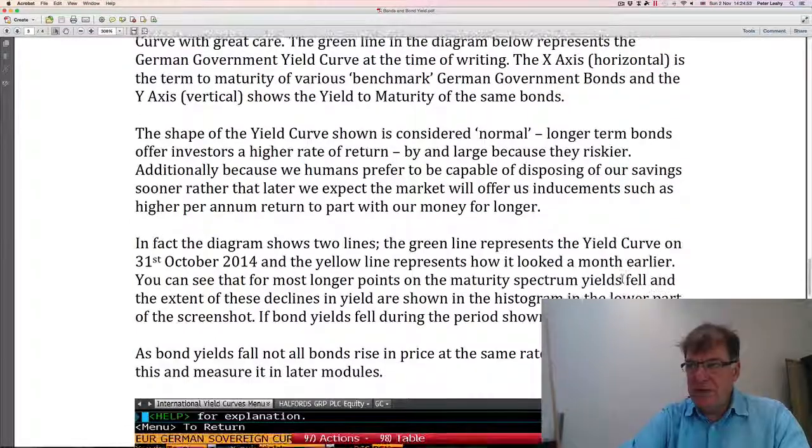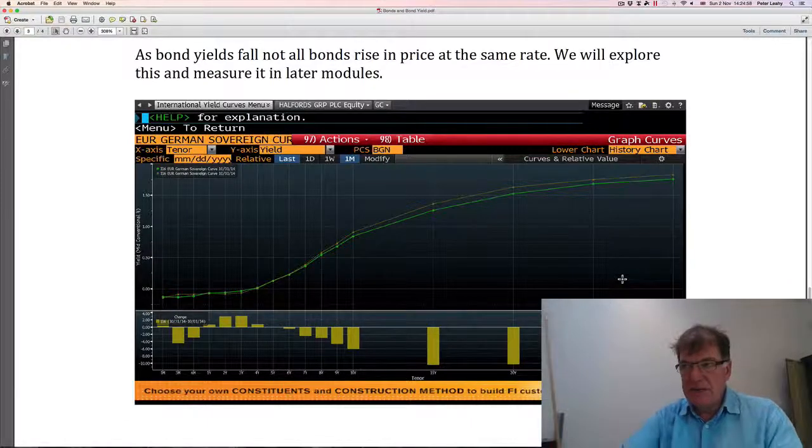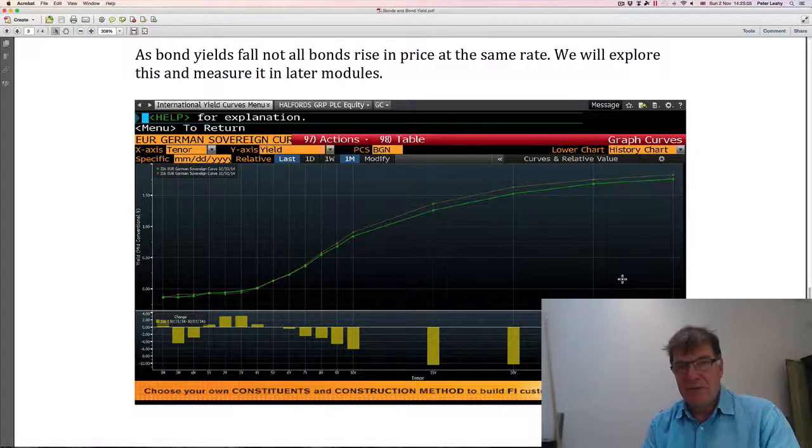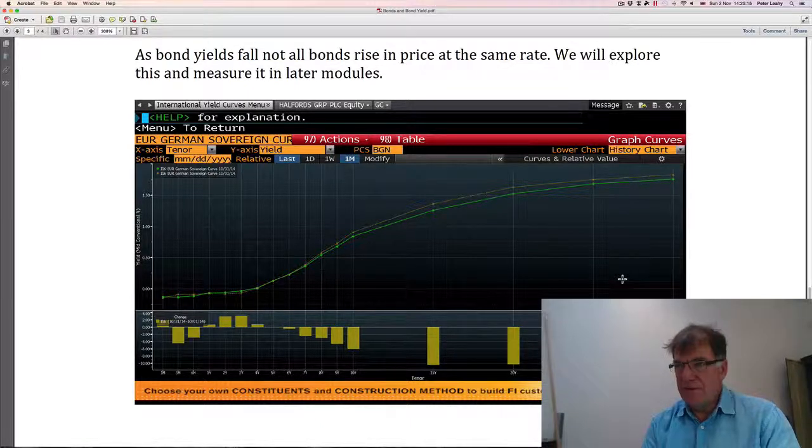I've shown here in the handout a yield curve. In fact, in spite of the two lines shown, this is really only one yield curve. This is the German government bond yield curve. The line in green is, and the line in yellow is in fact the same thing, but how it looked a month earlier. So 31st of October 2014 is the green line, and the yellow line is, as I said, a month earlier. You can see that at most maturities, the yields have fallen.